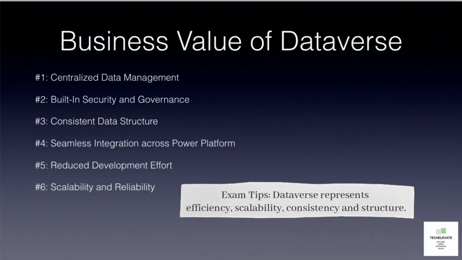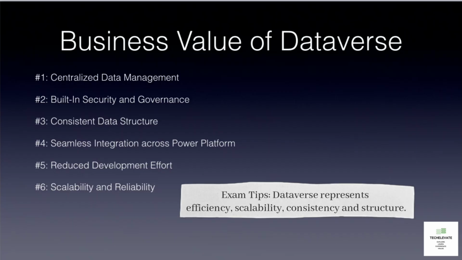Core business value number 3, consistent data structure. Dataverse uses a standardized data model, meaning data is stored in a consistent, structured way. This makes it easier to build applications quickly, create reliable automations, and analyze data across systems. On the exam, if consistency and structure are important, Dataverse is often the best answer.